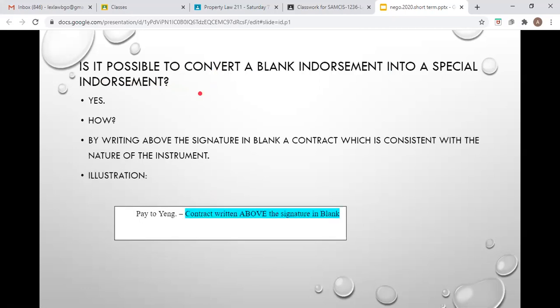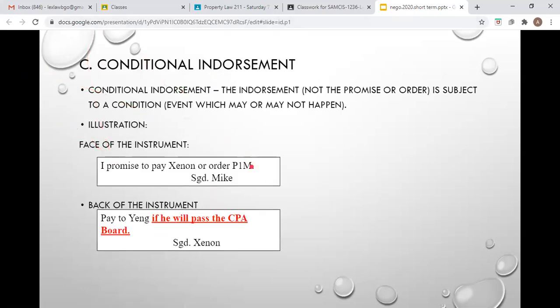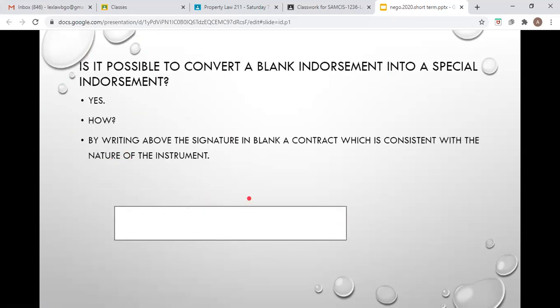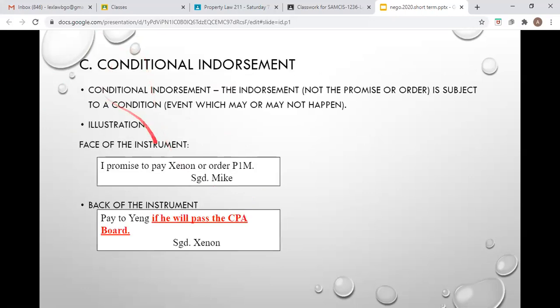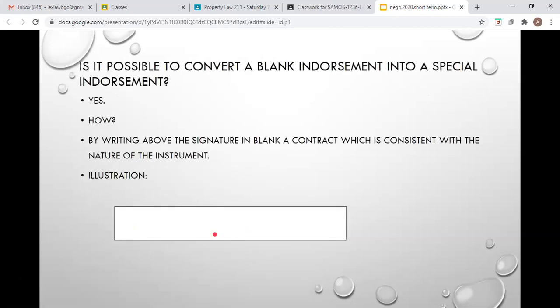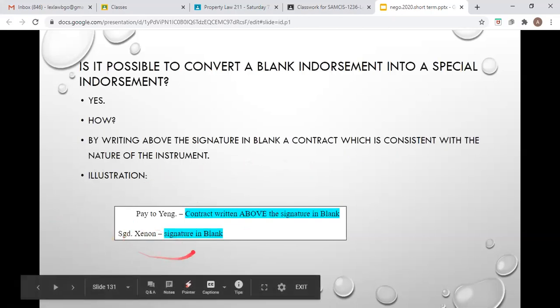So take a look at this illustration. I promise to pay Sanon or order 1 million pesos, sign Mike. Now, at the back of the instrument, ito lang dati nakasulat. Sign Sanon lang. So, how will you convert? How will you convert a blank endorsement into a special endorsement? So, ito lang na lang yung illustration ng endorsement. So, sign Sanon, signature in blank. Ano ang gagawin mo to convert this blank endorsement into a special endorsement?